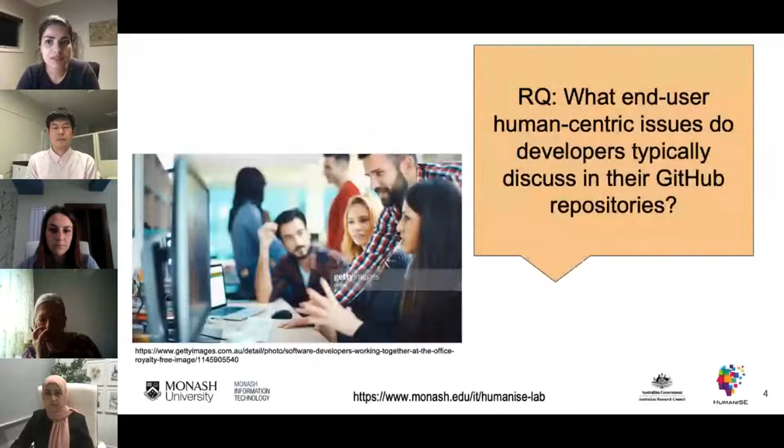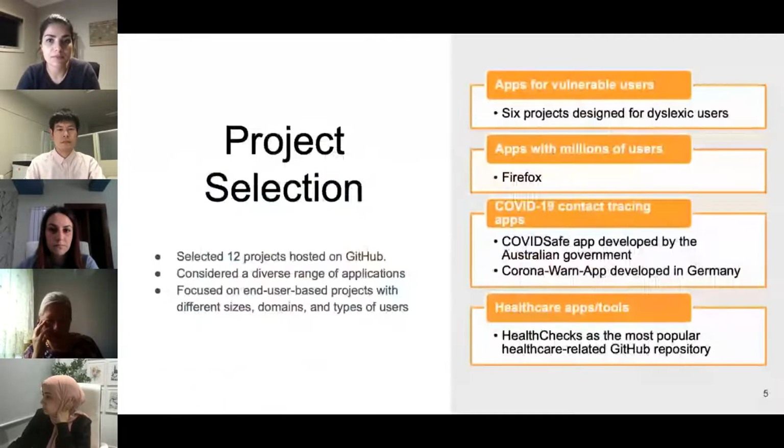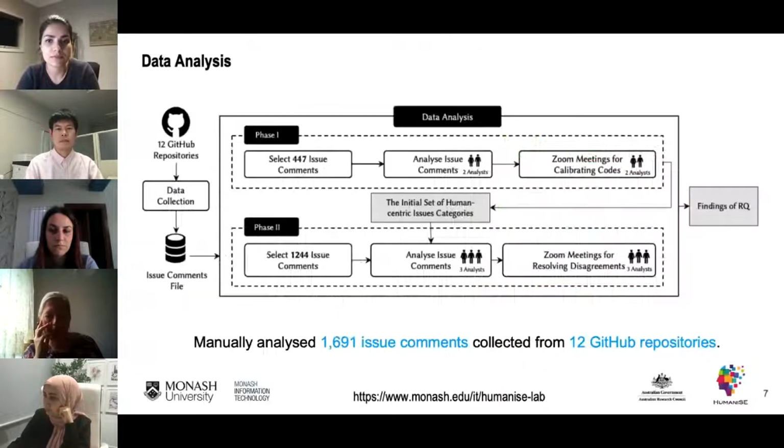To understand how human-centric issues are currently discussed by developers in popular software repositories, in this work we identified and categorized the human-centric issues that are discussed by developers in GitHub. We focused on a diverse range of end-user-based projects with different sizes, domains, and types of users in order to increase the chance of identifying human-centric issues.